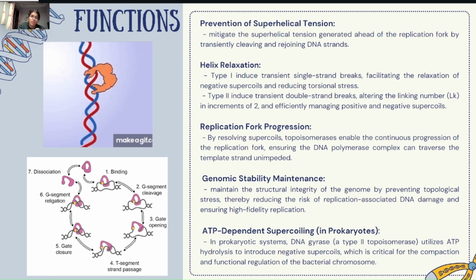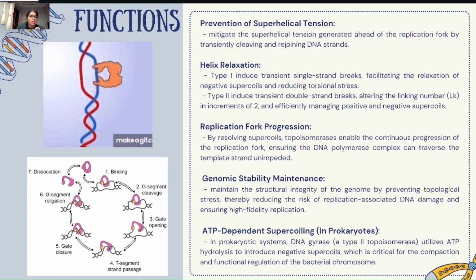Topoisomerase enables the continuous progression of the replication fork, ensuring that the DNA polymerase can traverse the template strand unimpeded. Genomic stability maintenance is also done by topoisomerase, in that they maintain the structural integrity of the genome by preventing topological stress, thereby reducing the risk of replication associated damages and ensuring high fidelity replication.